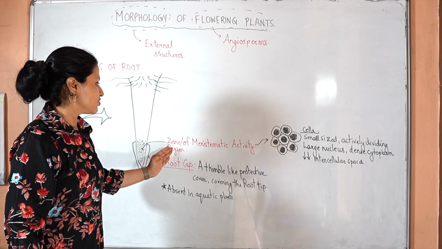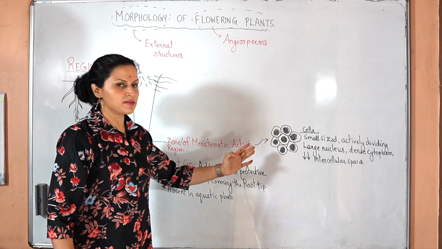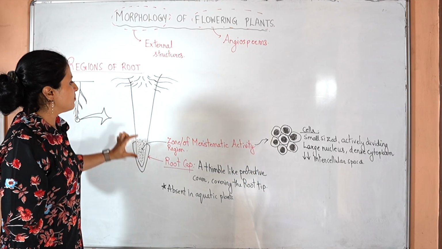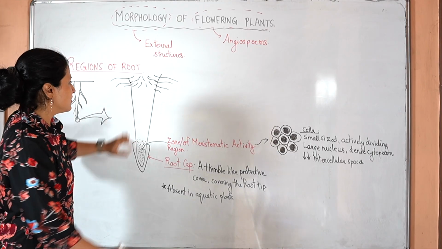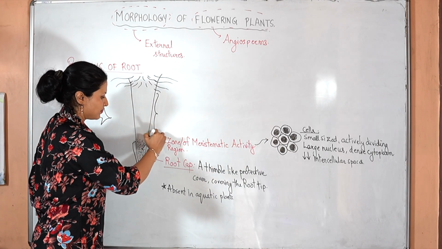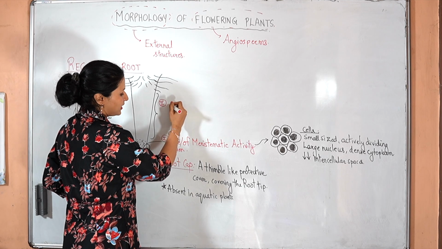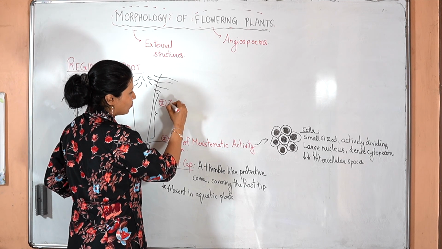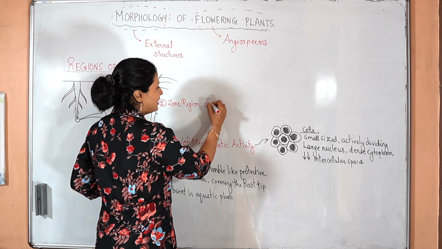So this is what you need to know about the zone of meristematic activity. Beyond the zone of meristematic activity, there is a second zone at the root tip, and then there is a third zone as well. This second region is called the zone or the region of elongation.